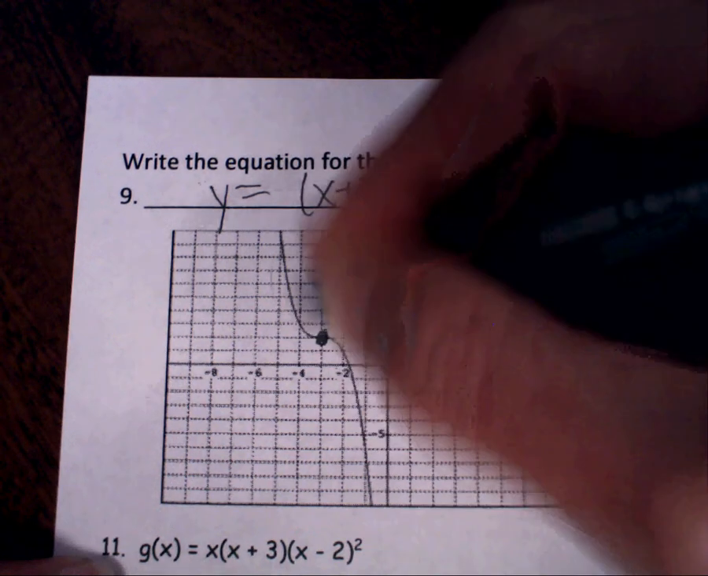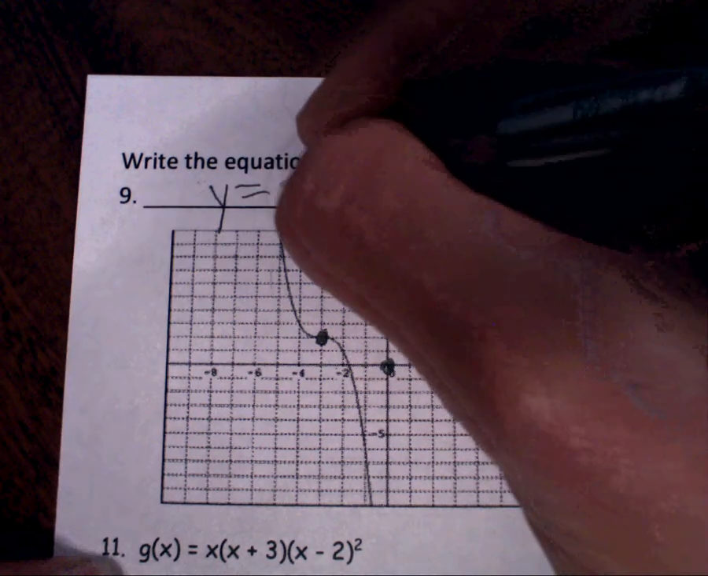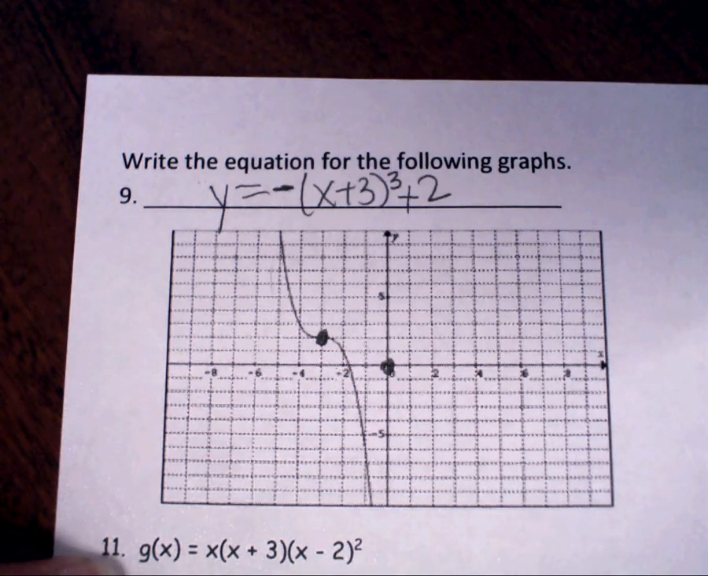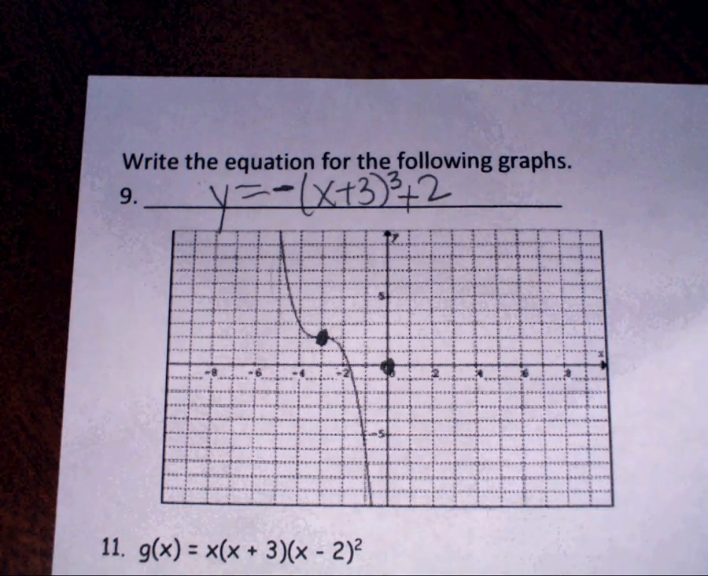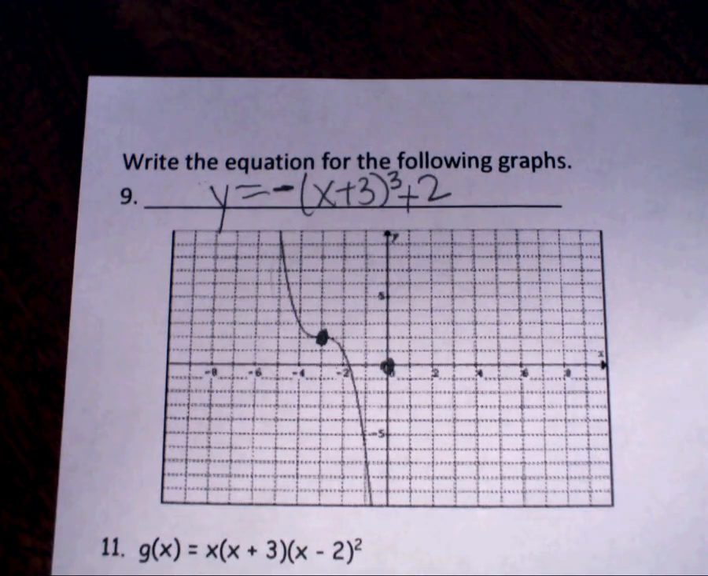and notice that it's kind of backwards from our parent on the wall that I have in my classroom. So that would mean it has a negative out in front. Makes it flip around and reflect.